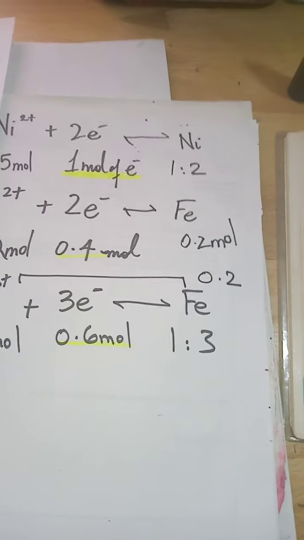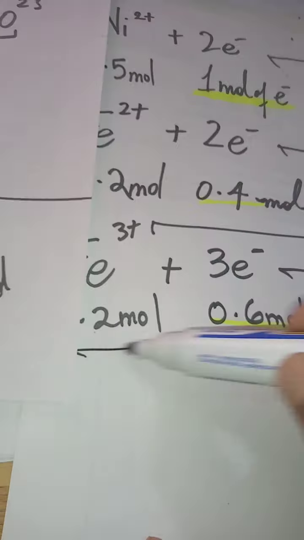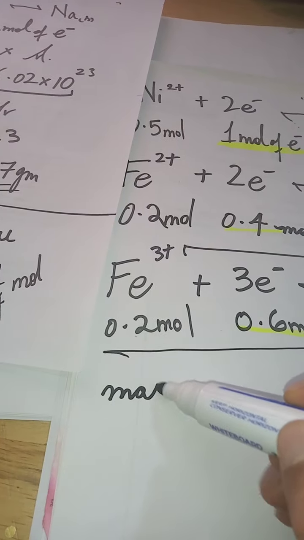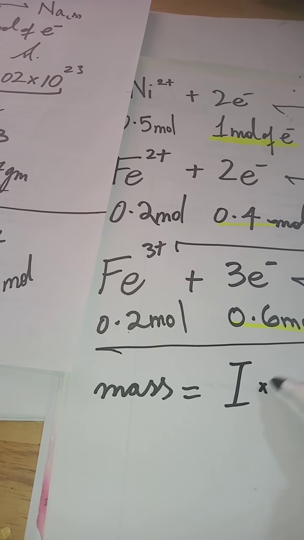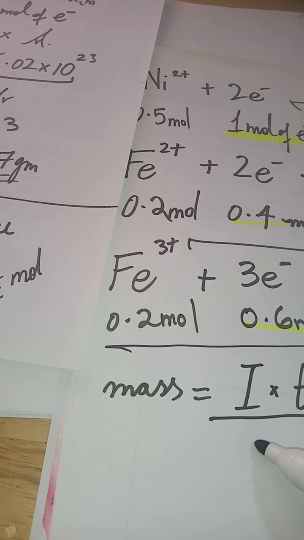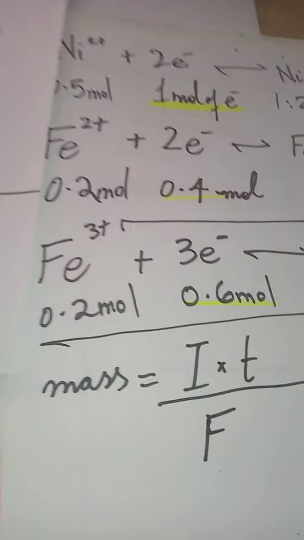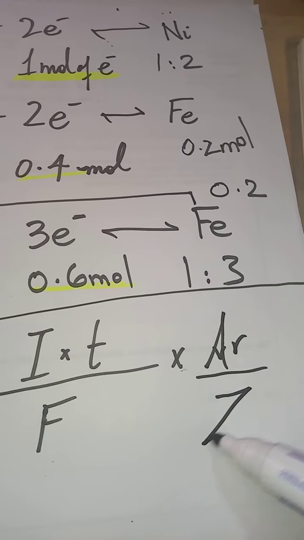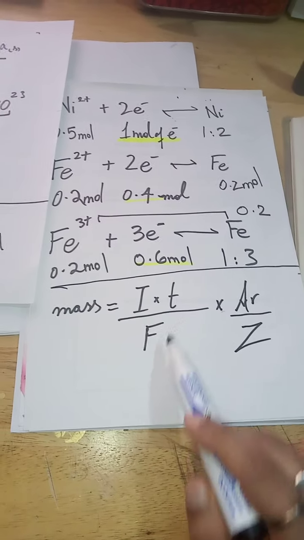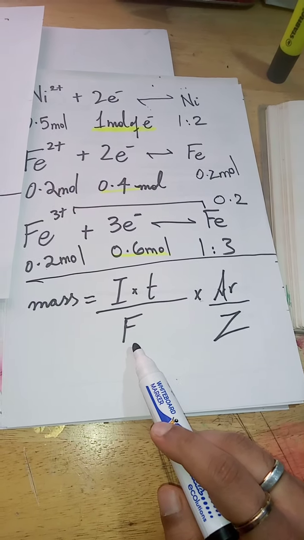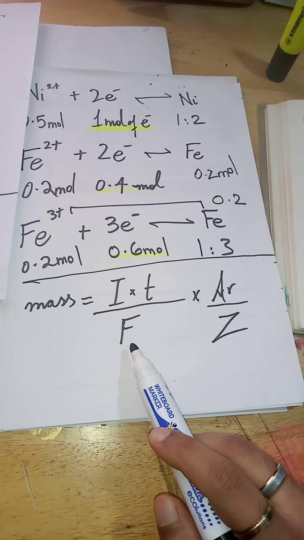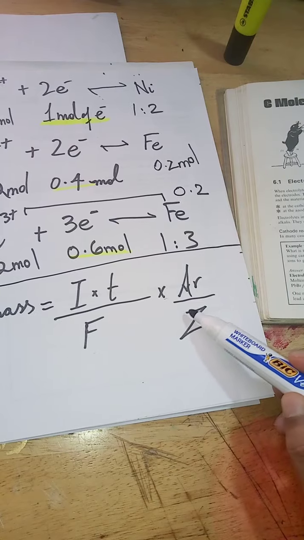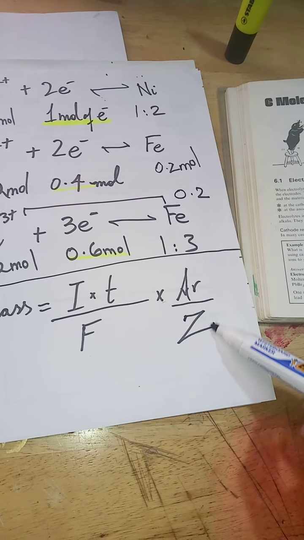And now we're going to start calculating mass deposition. And mass deposition would be given by the formula where this is the current, that's the time, that's the Faraday constant, 96,500 coulombs per mole. This is the atomic mass, and that's the oxidation number.